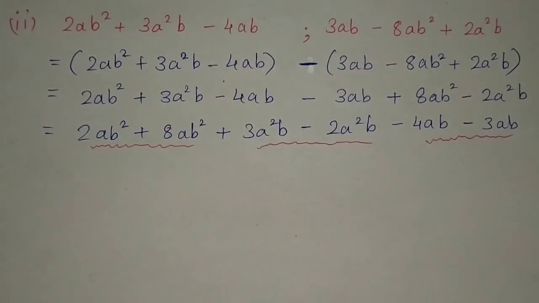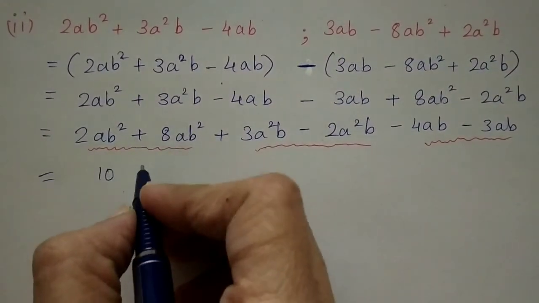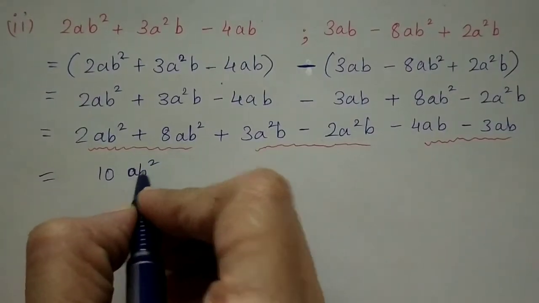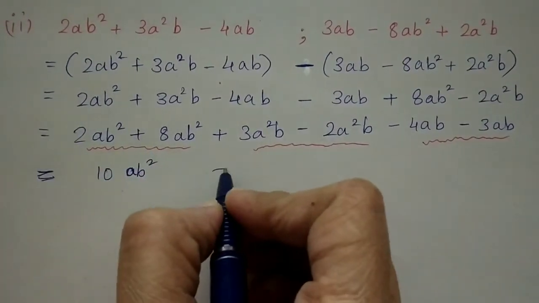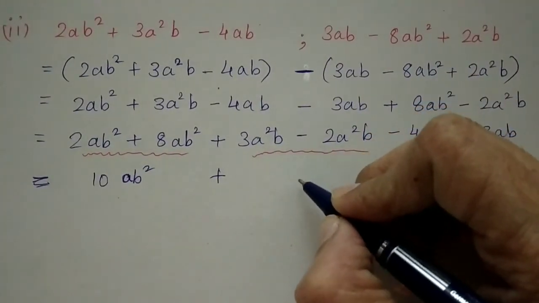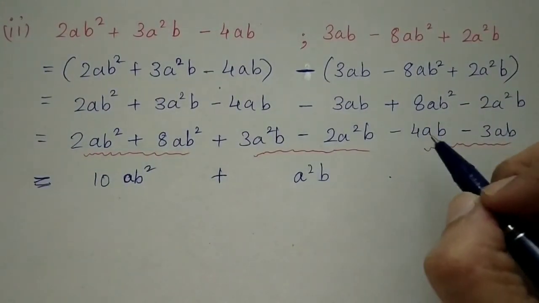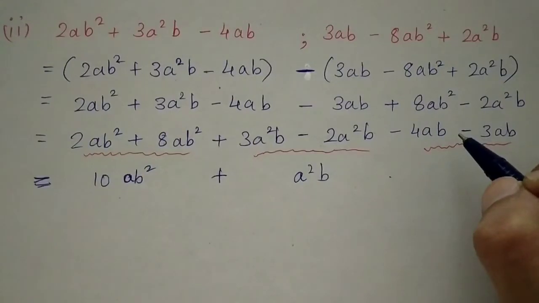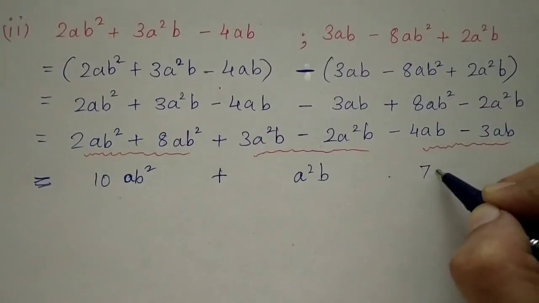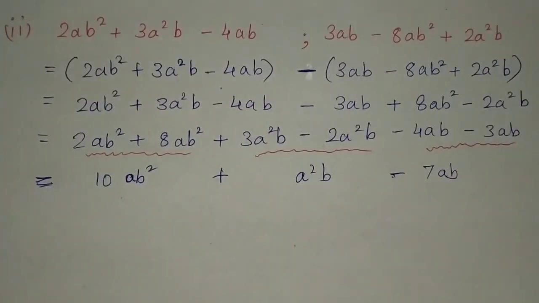So 2 plus 8 will be 10. That is very easy. So we will write down 10ab square there. Plus 3 minus 2 will be 1. So you can write down 1, or if you don't write anything then also it's okay. And a square b. And here, minus into minus is plus. So 4 plus 3 will be 7. The variable will be ab, and the sign of the bigger number, so minus. So this is your final answer: 10ab square plus a square b minus 7ab.